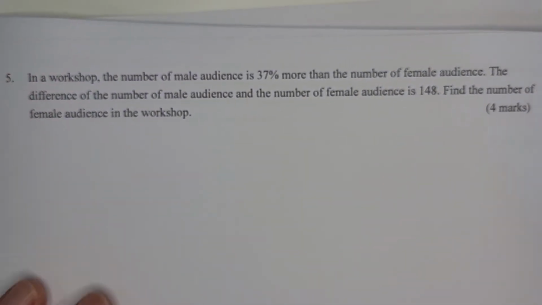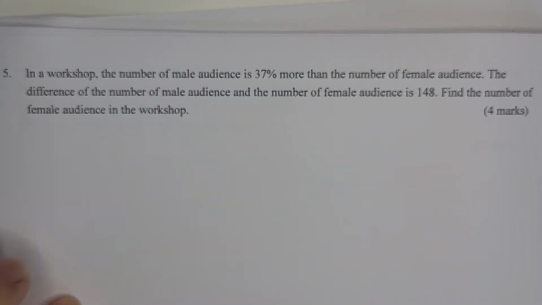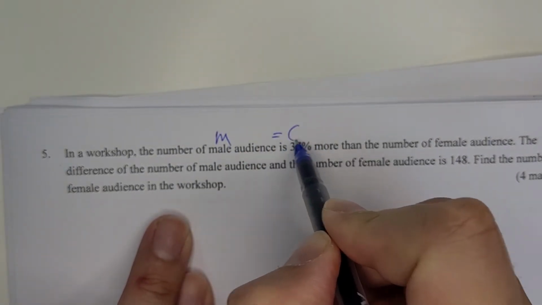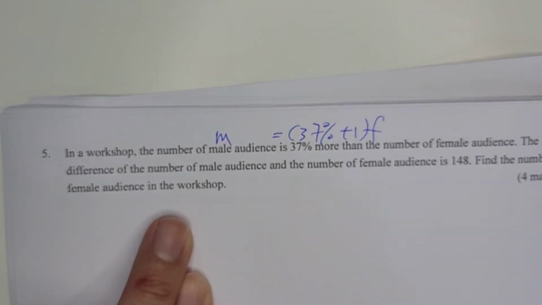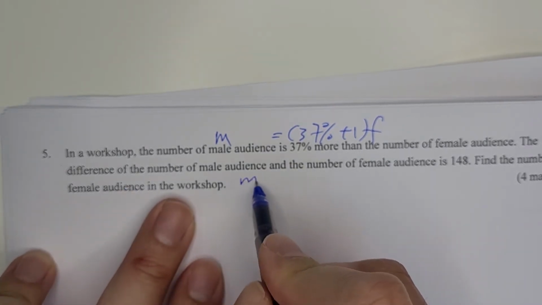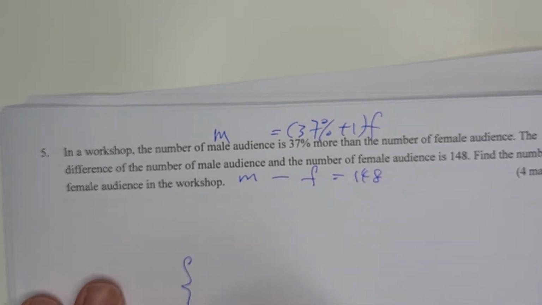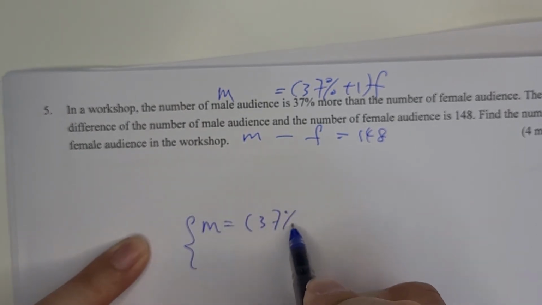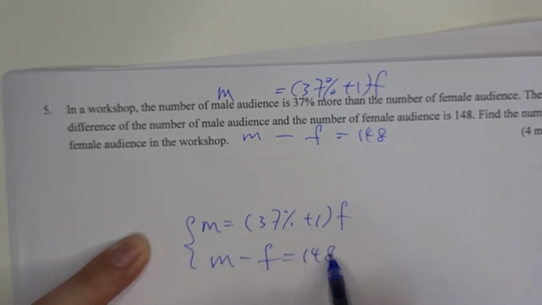And let's go to question number 5. That's the question about percentage. In a workshop, the number of male audience is 37% more than the number of female audience. So M is 37% more than female. And the difference between the number of male audience and female audience is 148. So you can see that actually there are 2 equations with 2 unknowns. Okay, M equals 37% plus 1 times F, and then M minus F equals 148.